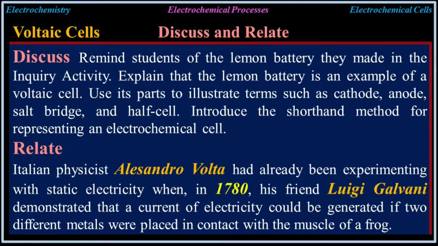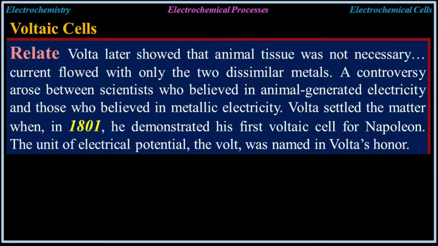Relate. Italian physicist Alessandro Volta had already been experimenting with static electricity when, in 1780, his friend Luigi Galvani demonstrated that a current of electricity could be generated if two different metals were placed in contact with the muscle of a frog. Volta later showed that animal tissue was not necessary. Current flowed with only the two dissimilar metals.